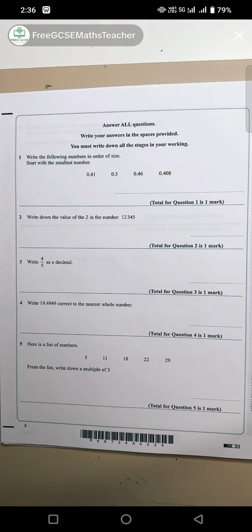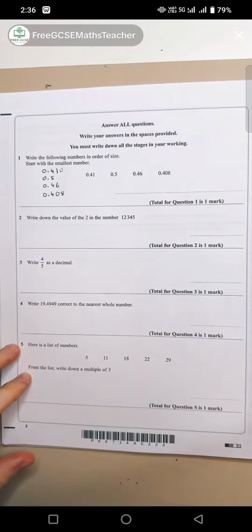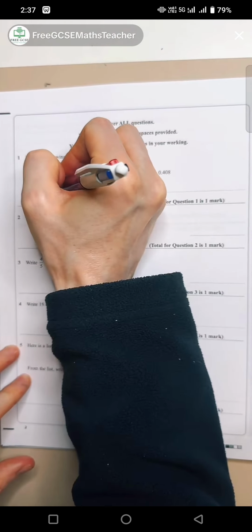So this one here, start with the smallest. So write these numbers in order, starting with the smallest. Well, first of all, you may like to write them as a list if it helps you. Well, 0.41, right on top of each other, 0.41. Always keep your decimal point fixed. 0.5, 0.5, 0.46, and then 0.408. So it's up to you. Do whatever works for you. And then you can fill in the decimals if you want to. So here, for example, 0.41 is the same as 0.410, 0.5 is 0.500, and like that.